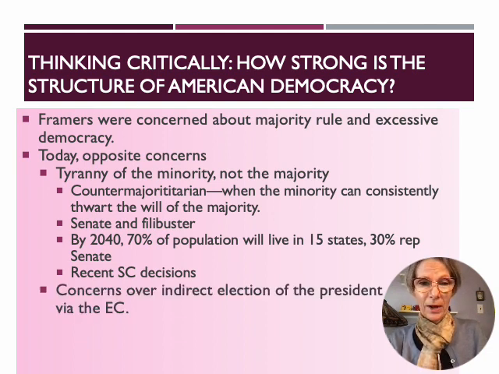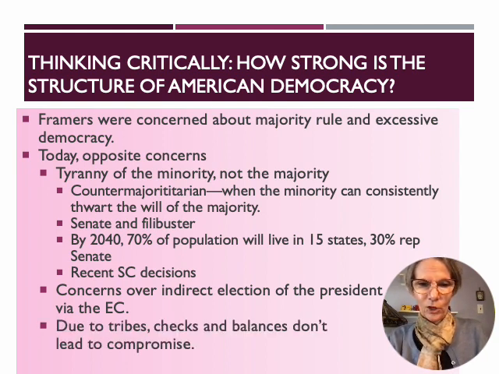And when it comes to putting the brakes on excessive democracy, as I mentioned before, there are a lot of concerns over the indirect election of the president via the Electoral College, where since 2000 we've seen two presidents become president of the United States who did not get the majority of the vote. And then finally, due to tribalism and polarization, the checks and balances oftentimes don't lead to compromises. Those checks are supposed to put a brake on that, to lead towards compromise, and let's get things done. But parties are pretty dug in, and that's true both for the Democrats and the Republicans. It makes it difficult to work in a bipartisan manner.